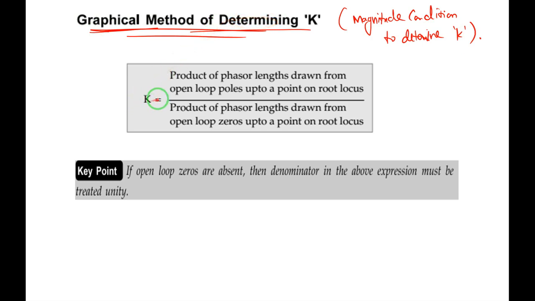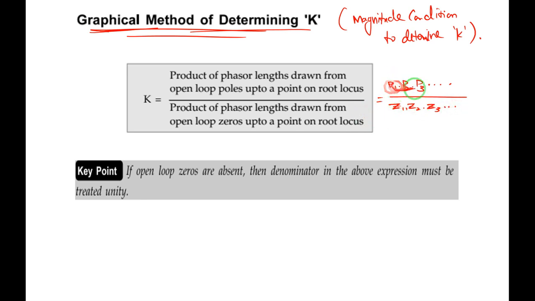This is the formula. K is equal to the product of phasor lengths drawn from open loop poles up to a point on the root locus. This is with respect to poles, meaning P1 into P2 into P3 and so on, divided by the product of phasor lengths drawn from the open loop zeros up to a point on the root locus. Let me call it Z1 into Z2 into Z3 and so on.